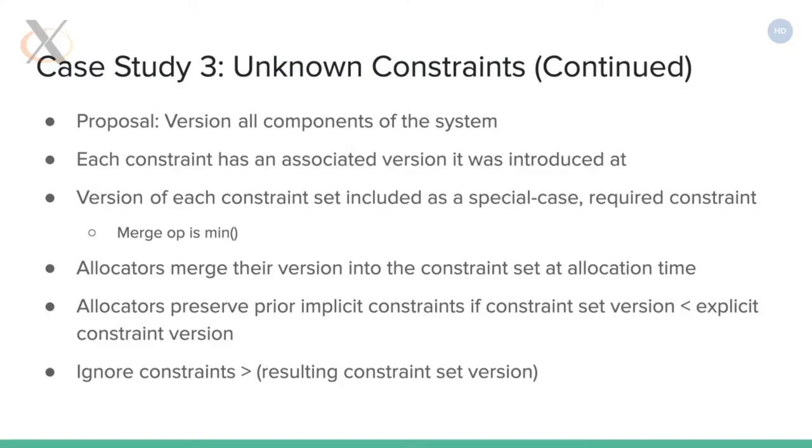Additionally, allocators and really anything else that operates on a constraint set, so this includes the merge library, the common merge code, will merge in their version when they perform that operation on the constraint set. And then the onus here is on the allocators to preserve their prior implicit constraints, basically what Daniel said, fall back to the behavior if they see a constraint set that is less than the version of the explicit constraint that they're operating on. So if the allocator was updated to handle explicit requests for video memory and it saw that the constraint set was less than the version that added that constraint, then it would fall back to its old behavior and use heuristics or place everything in video memory.